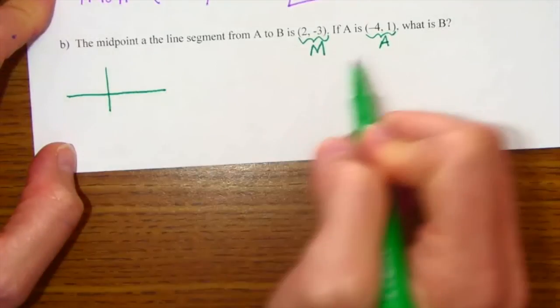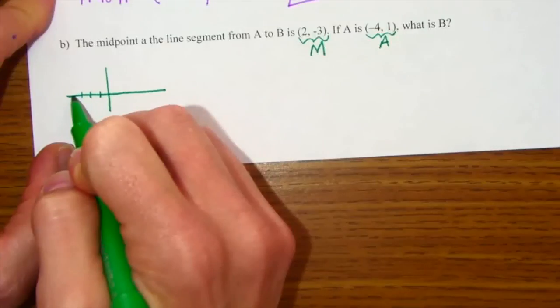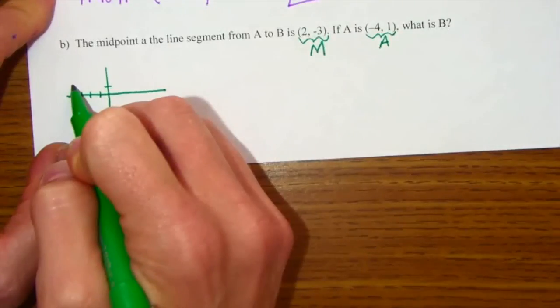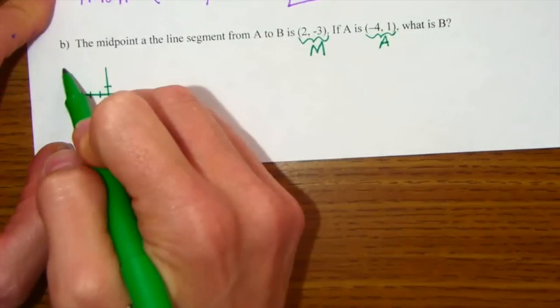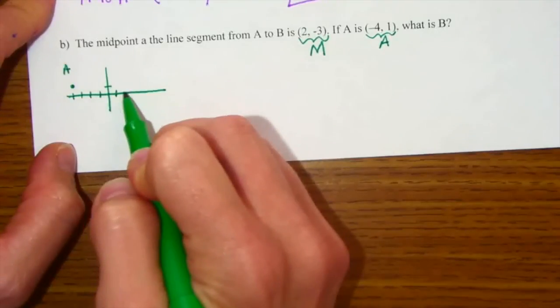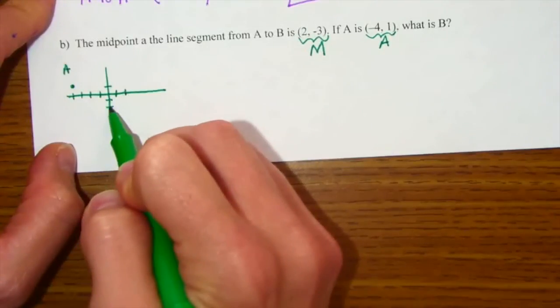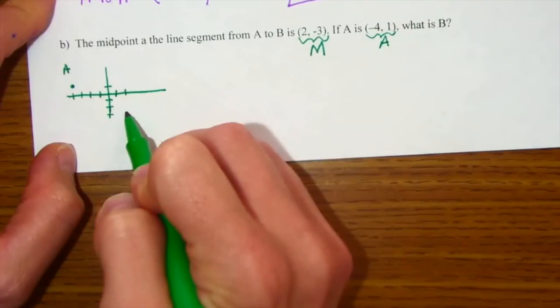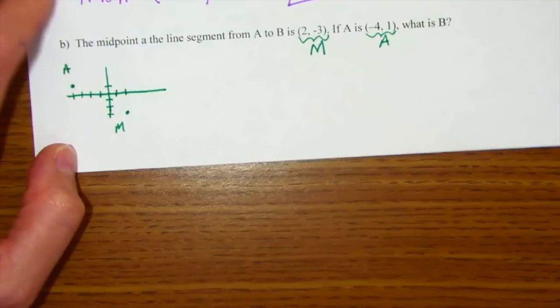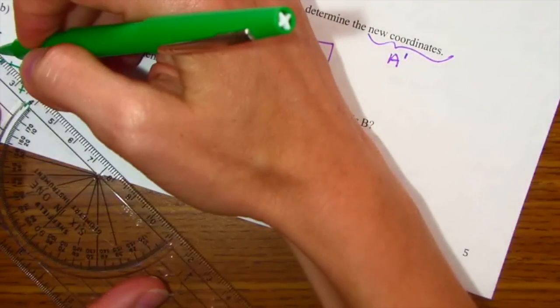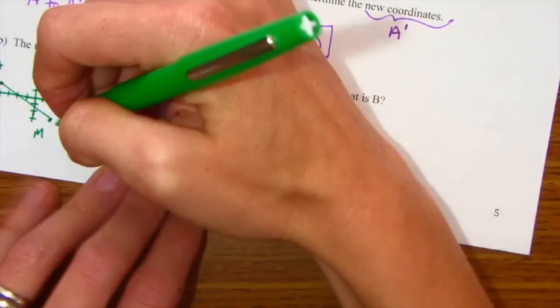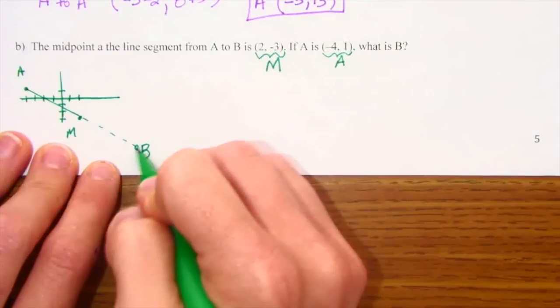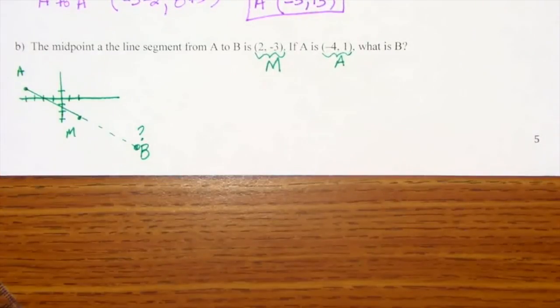we have -4, 1. This is A, and the midpoint is 2, -3. This is the midpoint, okay? Which means if I connect these here, this means that B has to be somewhere out here. Make sense? Everyone okay with that? All right, so we're trying to figure out B.